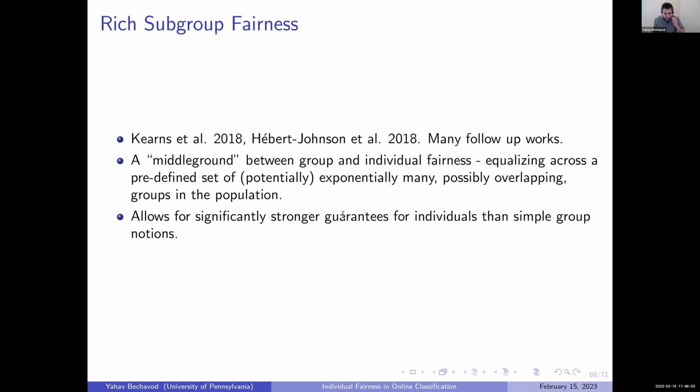A concurrent and very beautiful line of research that I did not mention, and I should mention, is the endeavors around rich subgroup fairness, which started with the seminal works of Kearns et al. and Hebert-Johnson et al., and many other beautiful follow-up works. In the talk, we really focused on one extreme, individual fairness, but rich subgroup fairness is a nice middle ground between group and individual fairness, where they equalize across a predefined set of potentially exponentially many groups in the population. It also allows for significantly stronger guarantees for individuals.